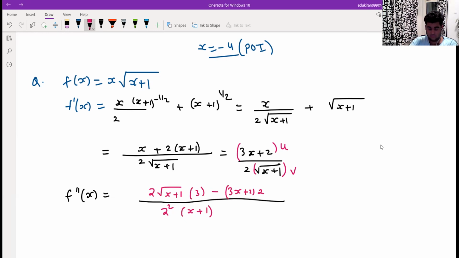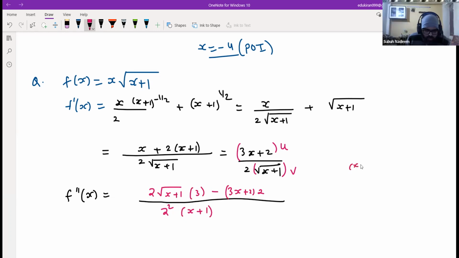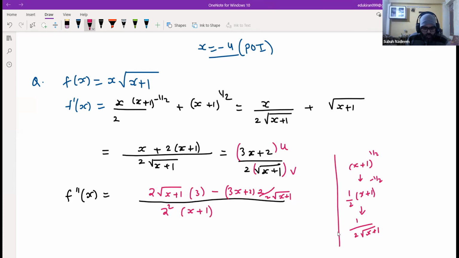In the numerator. But when you differentiate root x plus 1, on differentiating, this will become 1 by 2 into x plus 1 to the power minus 1 by 2. This is 1 by 2 root x plus 1. Isn't it so? So it should be 2 by 2 root over x plus 1. You have to differentiate this now. v squared, v u dash minus u v dash. That is, differentiate v. Isn't it so? Yeah, this is the differentiation of v.